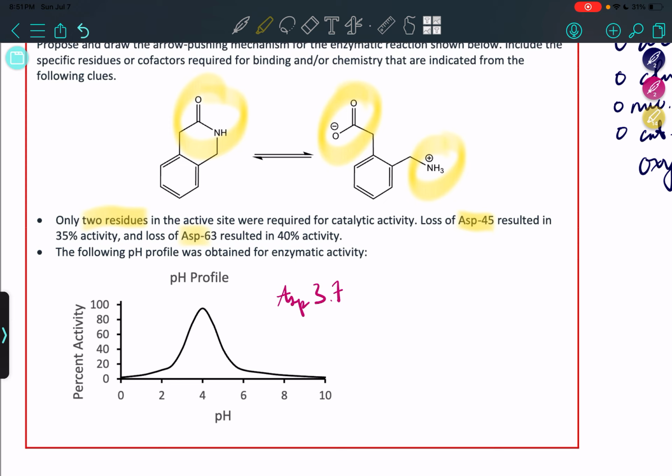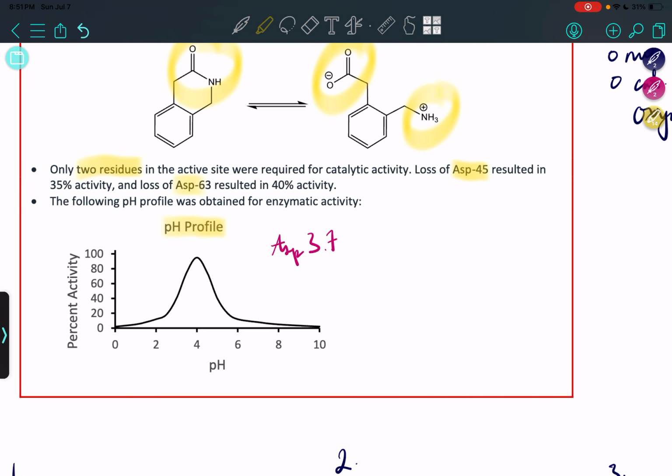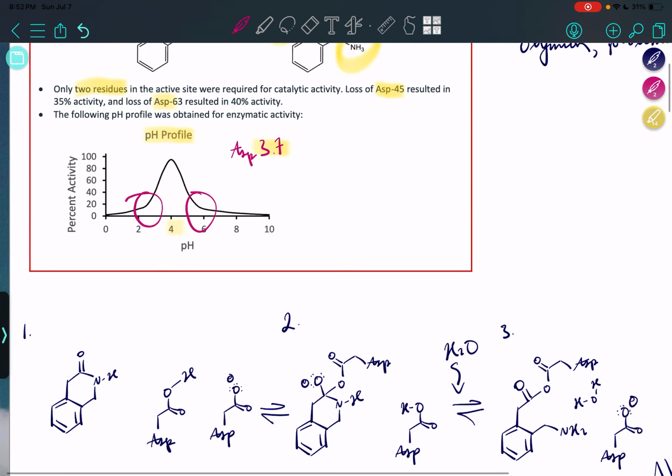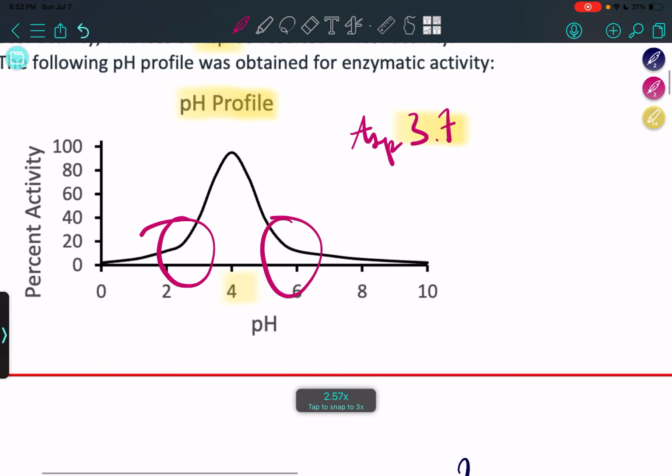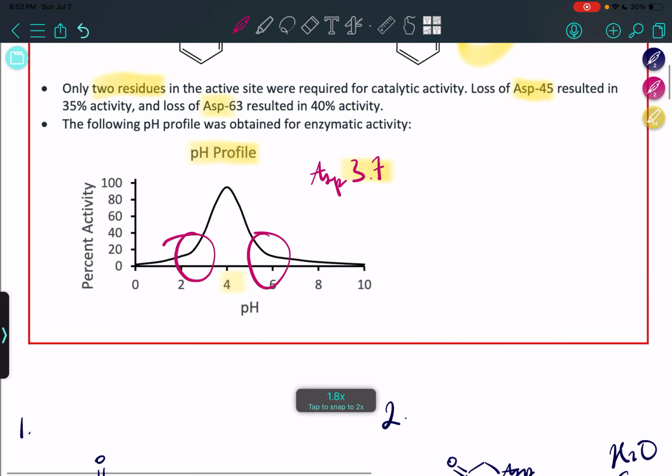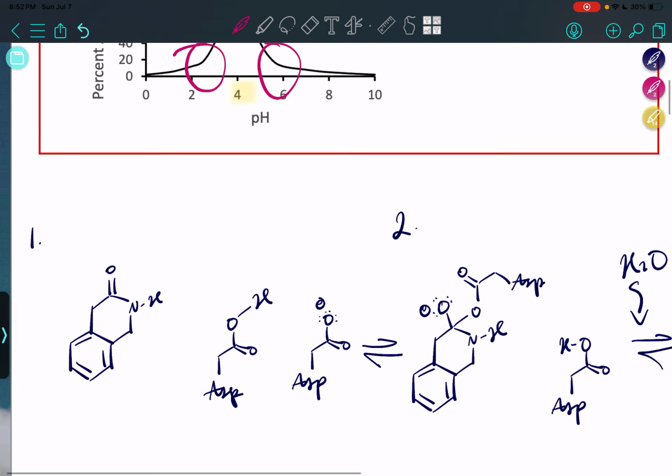Then we look at our second clue, which is the pH profile. It seems to be most active at around a pH of 4, which is pretty close to the pKa of aspartic acid, which is 3.7. So this means that one of our residues is acting as a base up here, and the other one is acting as an acid down here. And it's most active at around a pH of 4, which is in between those two pKa's.